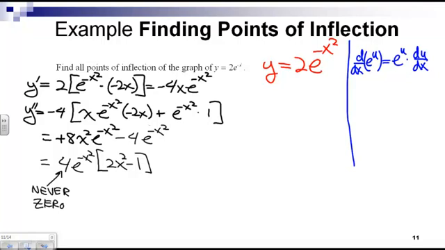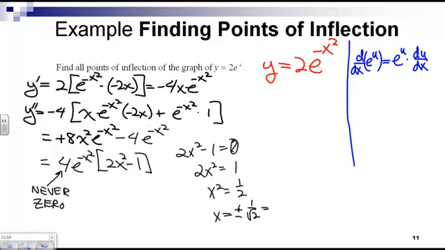When does 2x squared minus 1 equal 0? Plus or minus 1 over root 2, or plus or minus root 2 over 2.